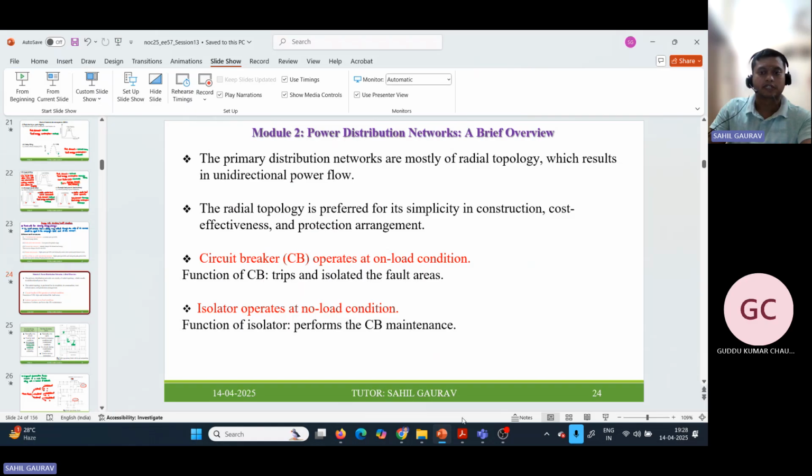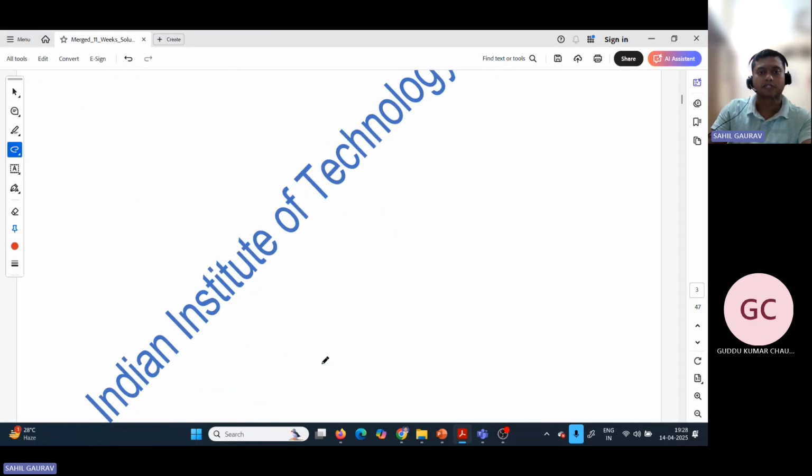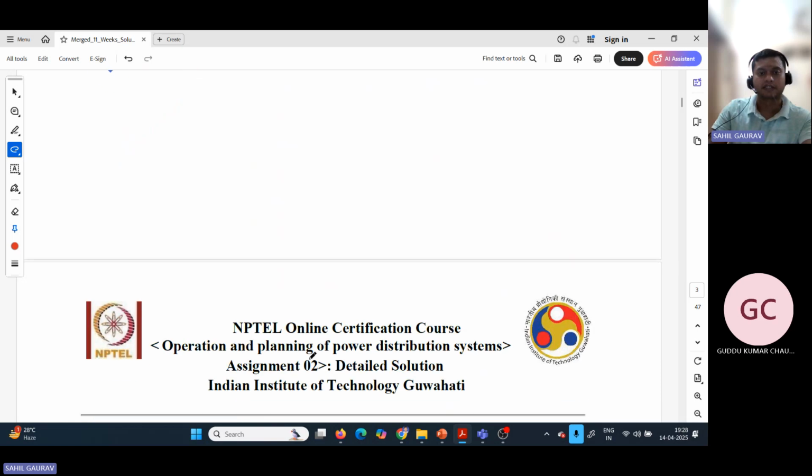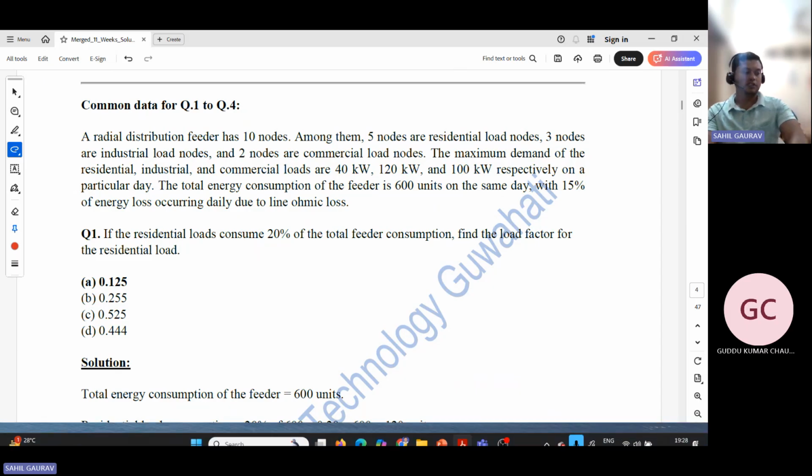So let us see the second assignment based on whatever we have just discussed. We have just briefly revised. If you go through these slides also, you will easily find that you can solve the problems. There will be no chances of mistakes. If you have gone through these slides, you can easily solve the assignment problems.